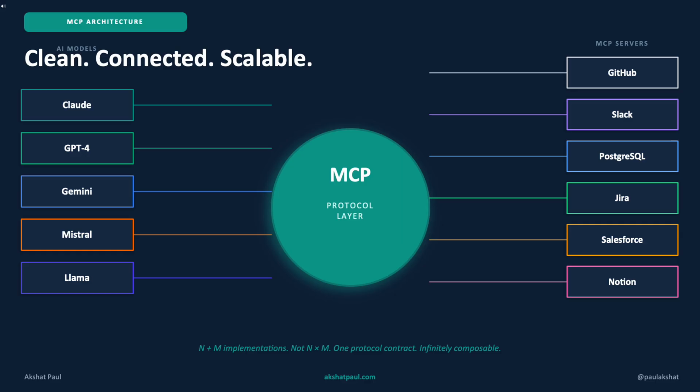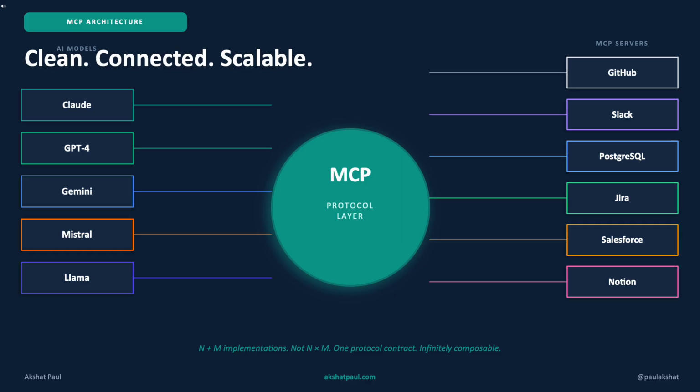When GitHub updates their API, they update their MCP server. Every model that's connected gets the update automatically because they're all speaking the same protocol. When you add a new AI model to your stack, it doesn't need to negotiate with each tool.